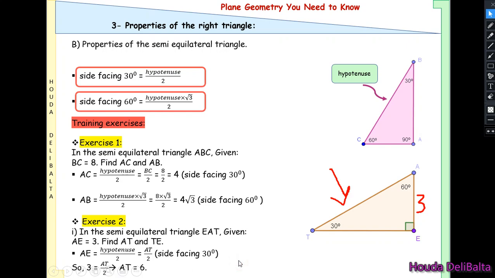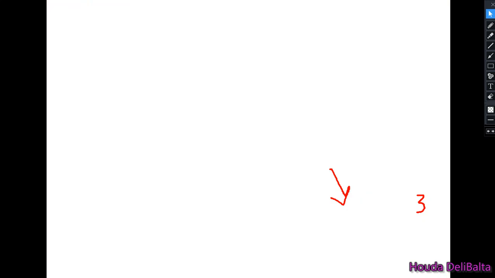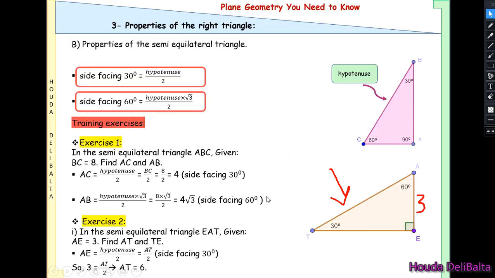What about TE? TE is equal, now TE is equal to the hypotenuse times radical 3 divided by 2. So TE is equal to hypotenuse times radical 3 divided by 2.